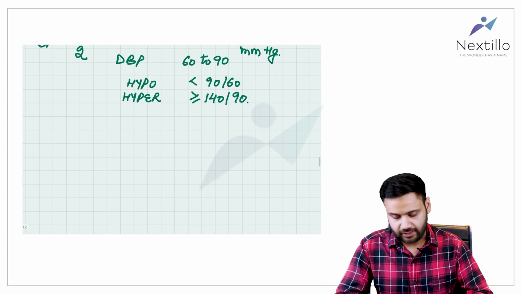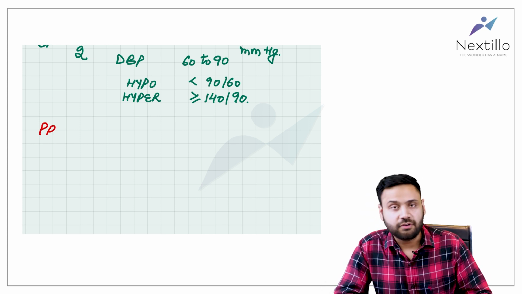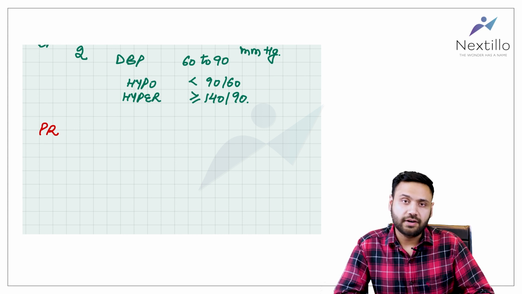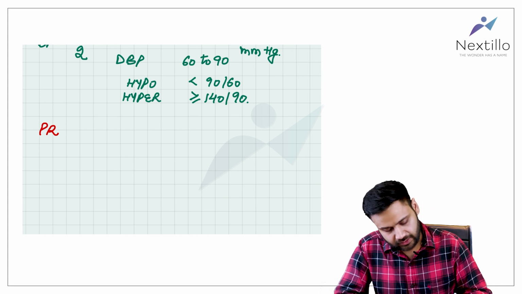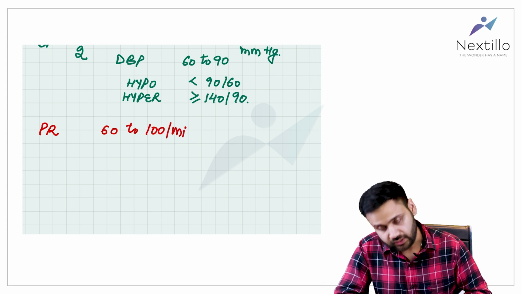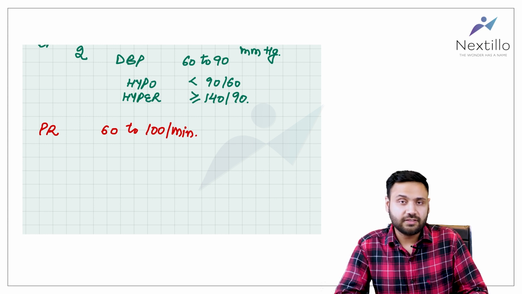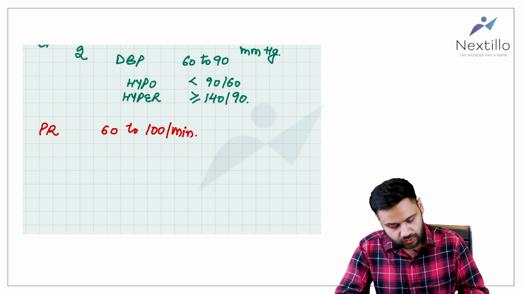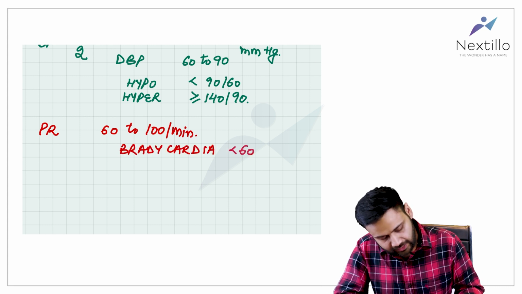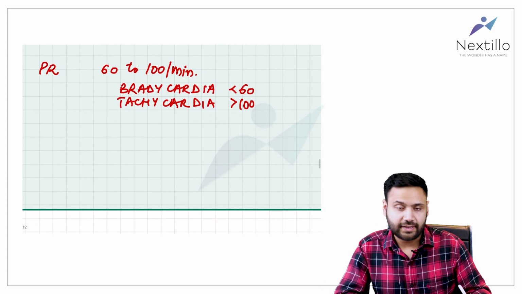The next vital sign is pulse rate. It is the number of pulses in a minute. Normally, the pulse rate is between 60 to 100 per minute. And what is bradycardia? When the pulse rate is less than 60, and tachycardia is when the pulse rate is more than 100. Let's move on to the next vital sign.